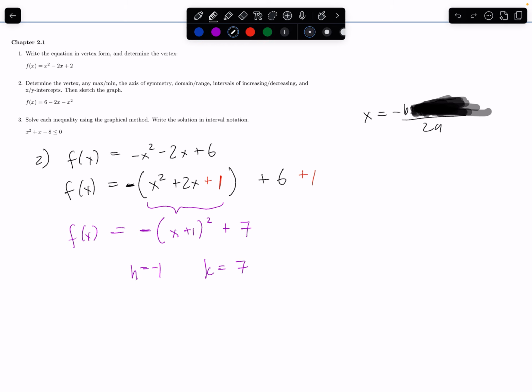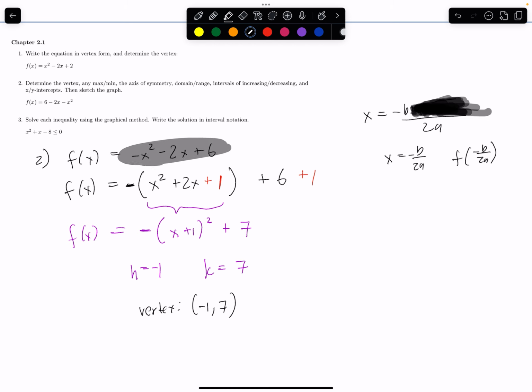Here, you know what? I'll show you in practice, okay? So we actually went through the process of finding the vertex. The vertex is -1, 7, right? So here's the alternative method to do that. We take x equal to negative b over 2a, and then I'm going to want f of negative b over 2a. Here, negative b over 2a, we're starting from this original starting position, right?